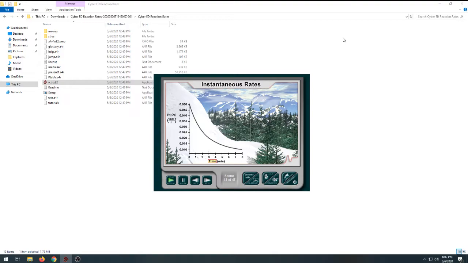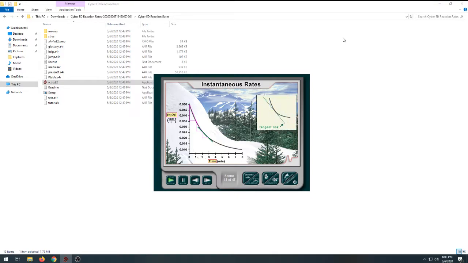and the concentration of the reactant is measured along the vertical, or y-axis. In the previous scenes, the average reaction rates were determined for 3 one-minute periods. However, these are average rates, and the rate at any given instant in one of these periods, known as the instantaneous rate, is not likely to be the same as the average rate.